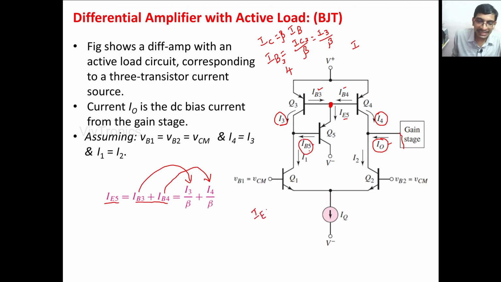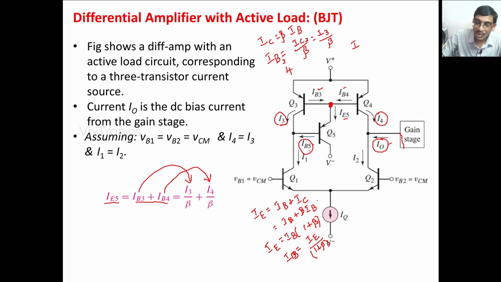This emitter current is a combination of the base current plus collector current. From this, IB plus IC can be written as beta times IB, and we can take IB common, which gives 1 plus beta. That is the value of IE. Here we can write IB equal to IE divided by 1 plus beta, that is the value of the base current in terms of the emitter current.